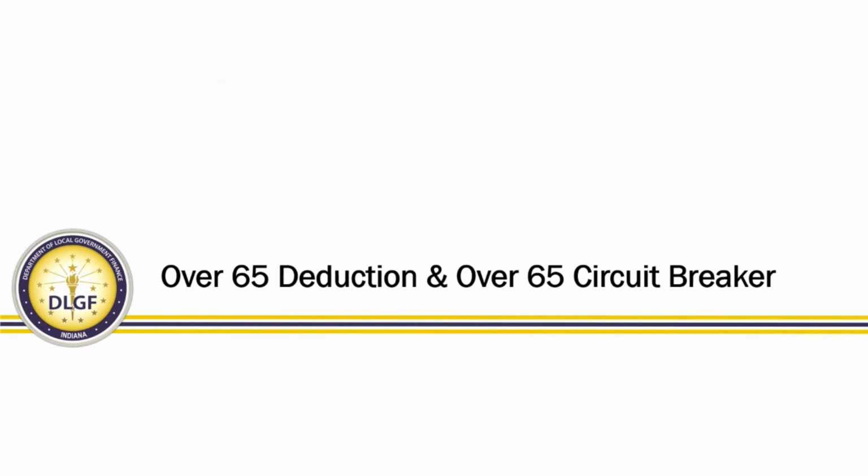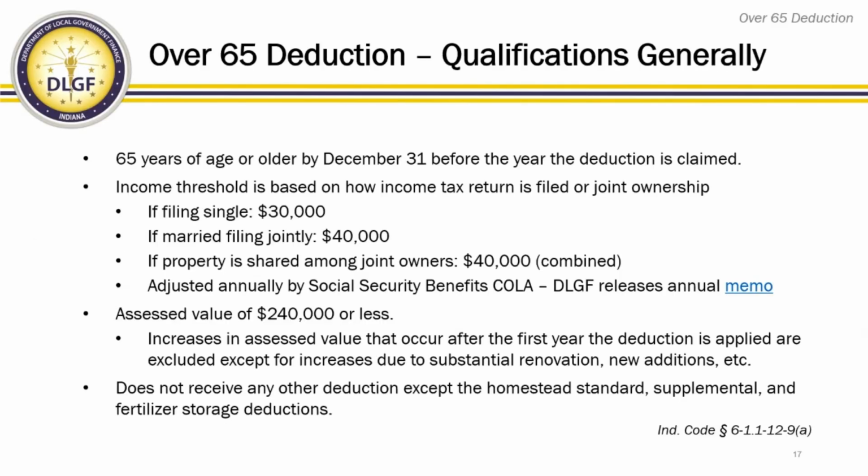So I'll go into covering the over 65 deduction and the circuit breaker. The over 65 deduction is available to taxpayers who are obviously 65 years of age or older by December 31st of the year before the year the deduction is claimed. So say a taxpayer wants to claim the deduction for pay 25, they have to be 65 years old as of December 31st of 2024.